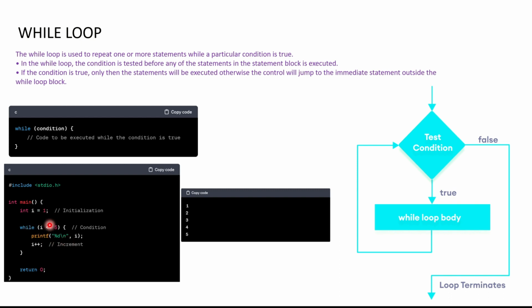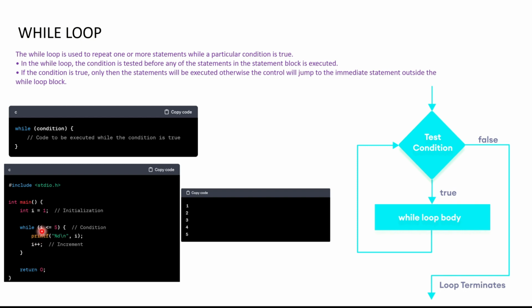First, the value of I is 1. 1 is less than or equal to 5, which is true. So it's going to print the value of I, which is 1, and then it gets incremented. Now the value of I is 2. 2 is less than or equal to 5. Again, the condition is true. So it prints 2, and then I gets incremented again.